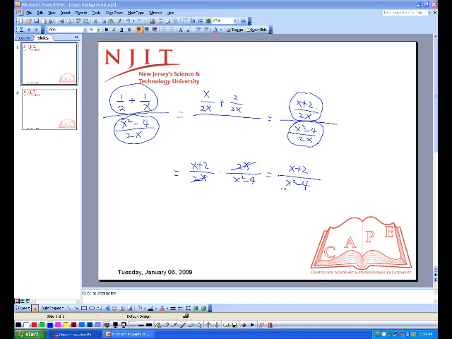And now we see that x squared minus 2x is not completely factored, so we should factor that. It becomes x times x minus 2. So we see that we can cancel out x plus 2. So the final answer will be 1 over x minus 2... Okay? That's the final answer.